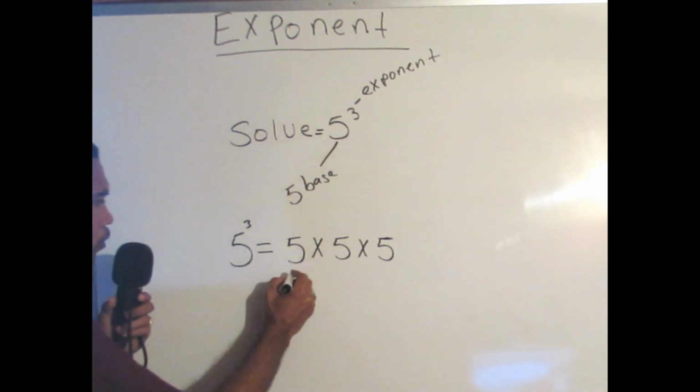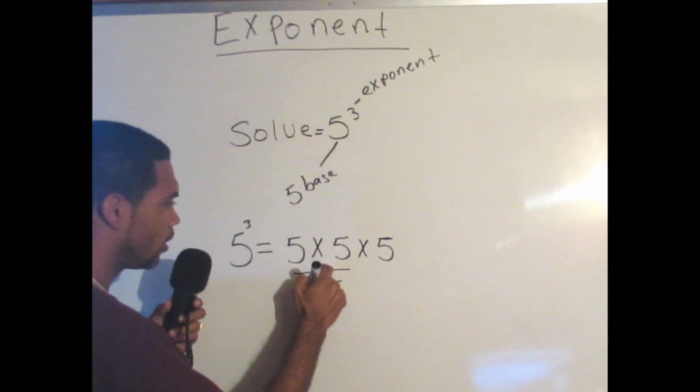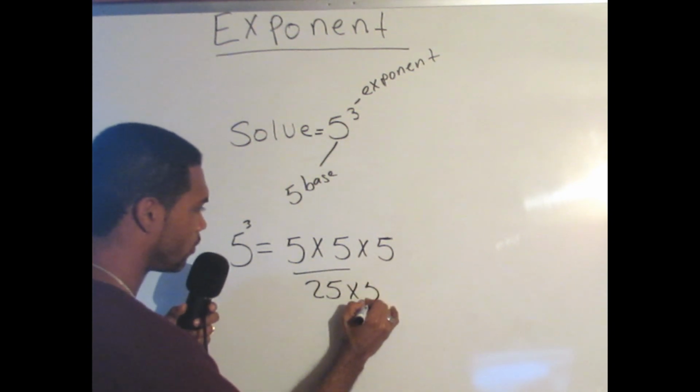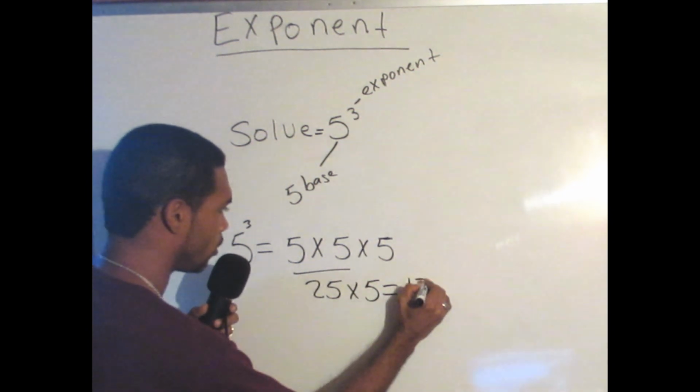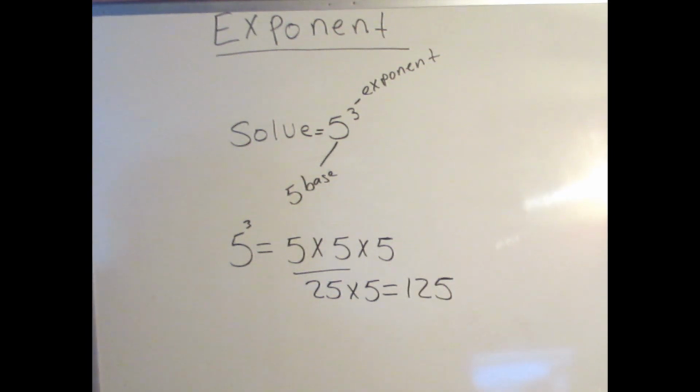And our answer for this is 5 times 5, 25, and 25 times 5 equals 125. And for PSC paper 1, the problem is solved.